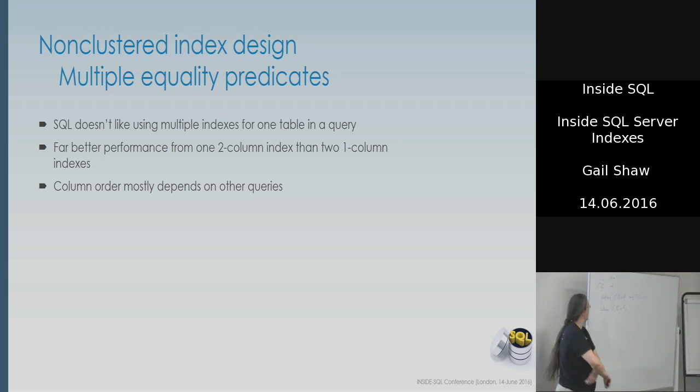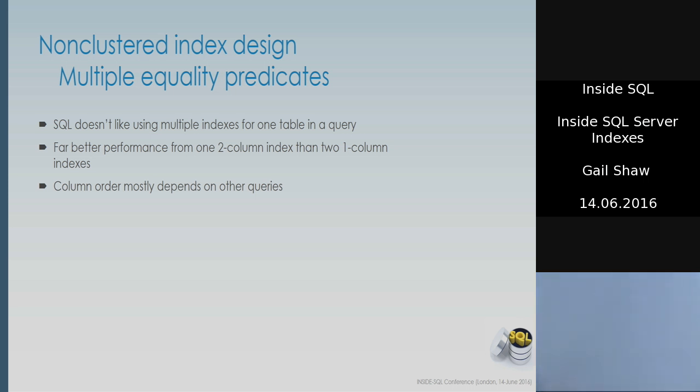C2, C1. C2 supports this one. Mine supports the first one. If I put C1 as the first column, only this one would be able to seek. The other ones would not.